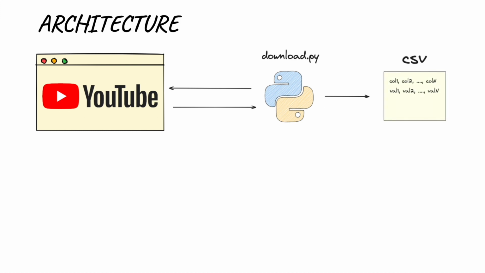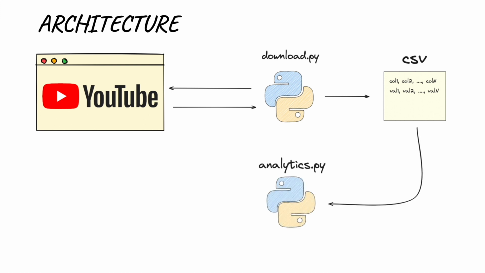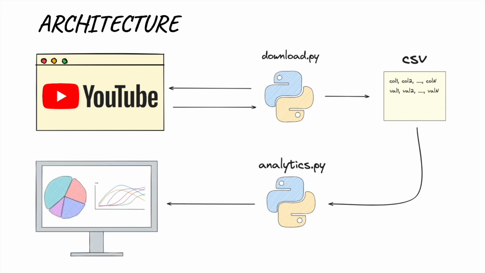Then we're gonna start with the second step. Here we're gonna read all the data from the CSV file, which will be the inputs of the code found in the analytics.py file. And as you might have guessed, here we're gonna write all the code to build the analytics, which we will then display on the screen of our laptop. Great! And now that we are clear on this, let's start coding it.